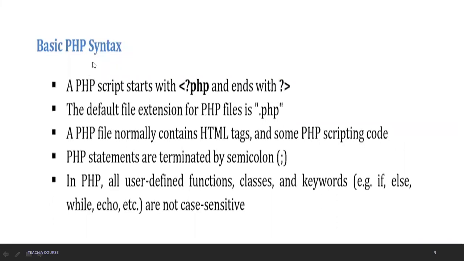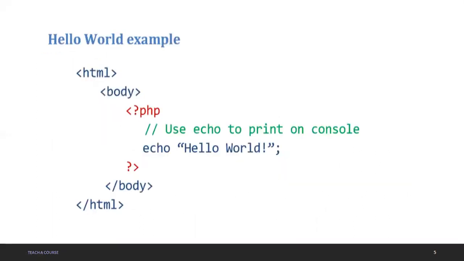Basic PHP syntax starts with an angle bracket followed by a question mark and then the php keyword. Then we embed our code, and it ends with a question mark again and a closing angle bracket. We have to store our PHP file with the extension .php. Each statement in PHP will end with a semicolon. So here, this was a basic, simple program.